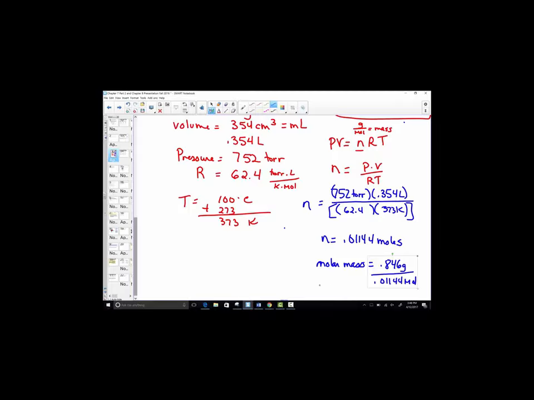And let's see what we find. 0.846 divided by previous answer, and I get 73.97. About 74 grams per mole. So PV over T equal PV over T. All three variables put into the same equation.